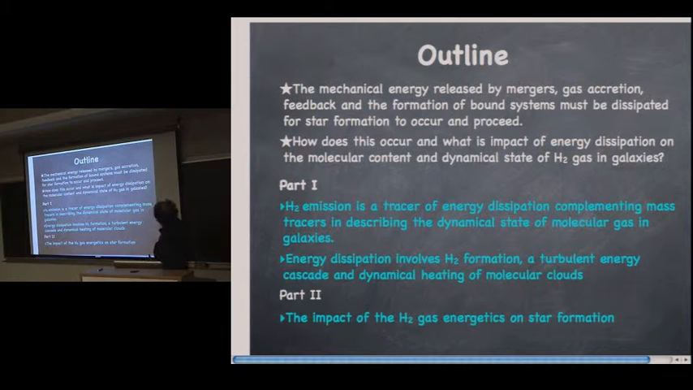I'm going to focus on the energetics. When I talk about the energetics, the question I'm facing is that all the agents of galaxy evolution, which are mergers, gas accretion, feedback, the formation of bound clouds where stars can form, all of these processes release energy. And I think few people really study this. Where does this energy go? Where can we observe it? Whenever there is energy, it's going to be dissipated, it's going to produce some photons which we can hope to observe.